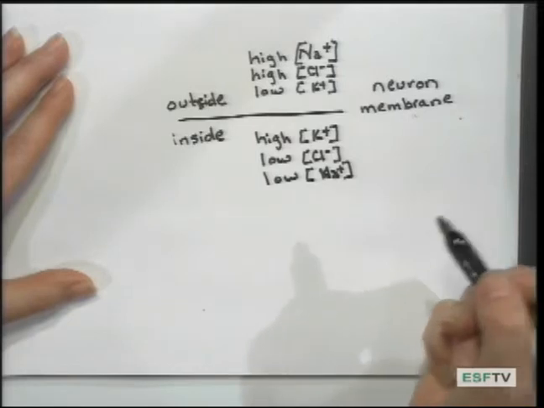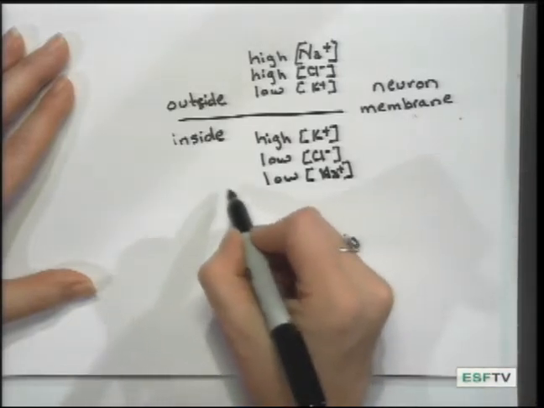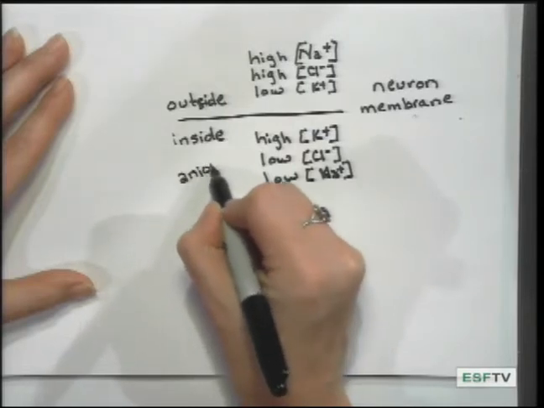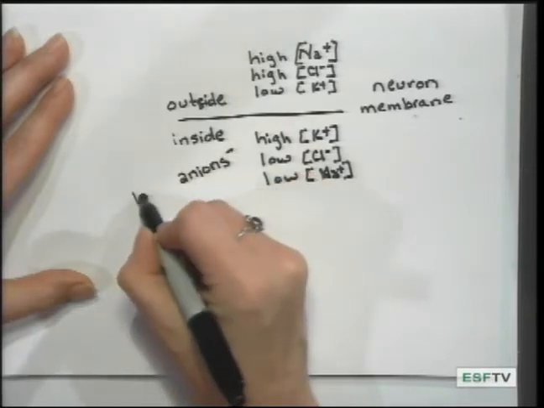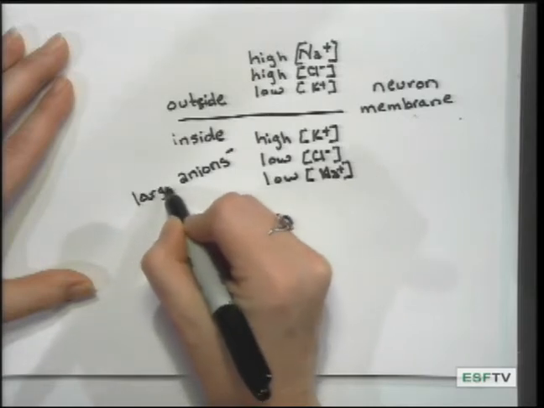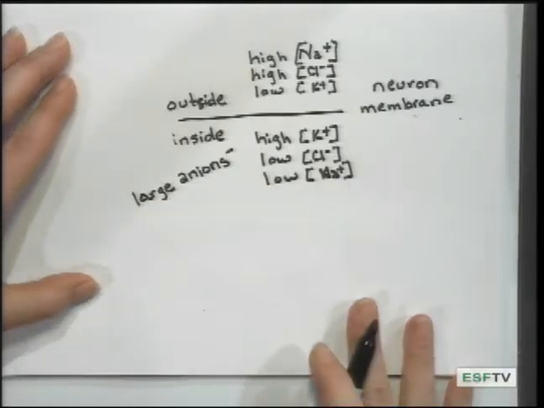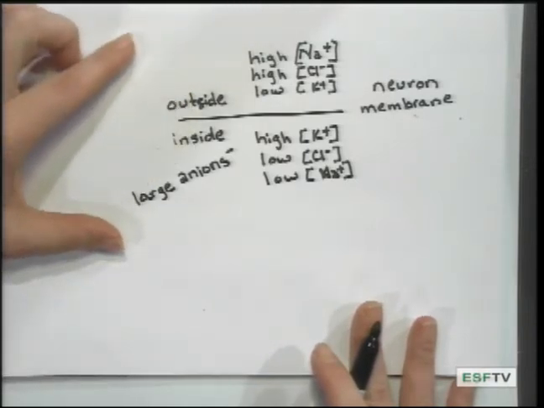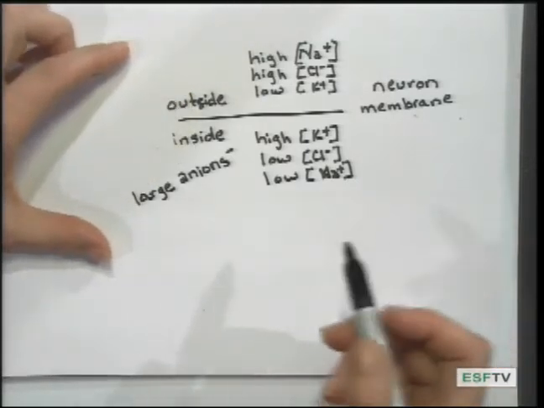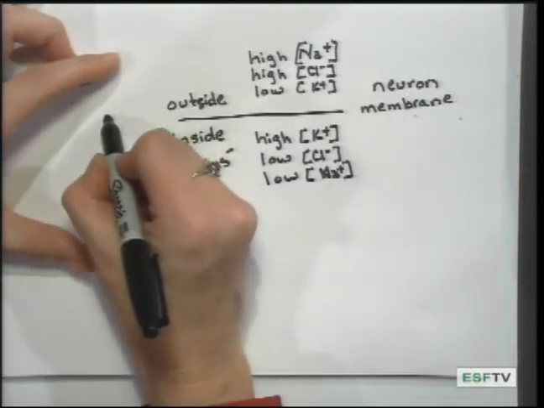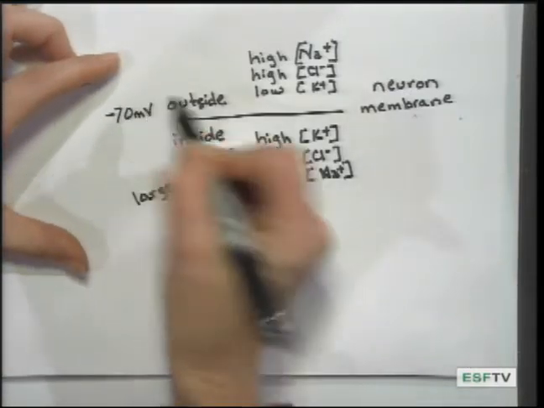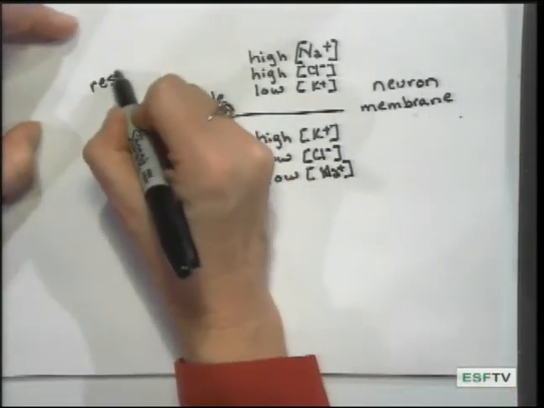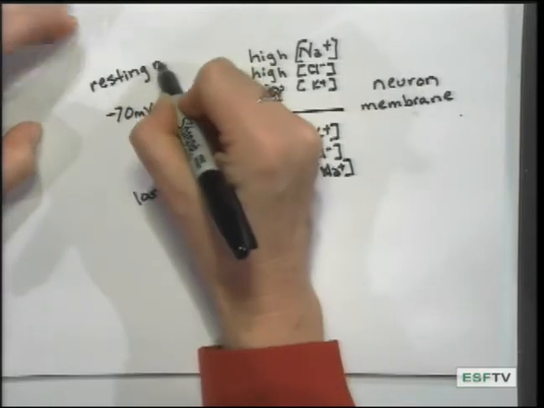As well, on the inside of the membrane, you have ions present. So these large anions are present within the cytoplasm of the neuron. And having these concentration differences leads to a membrane potential of about negative 70 millivolts. So this negative 70 millivolts is called the resting membrane potential.